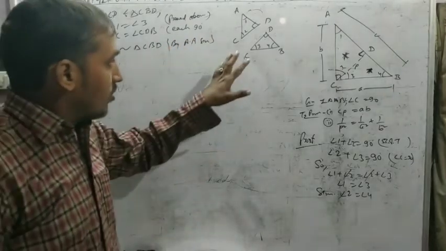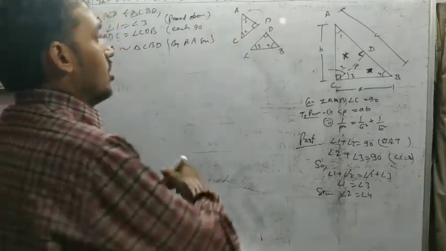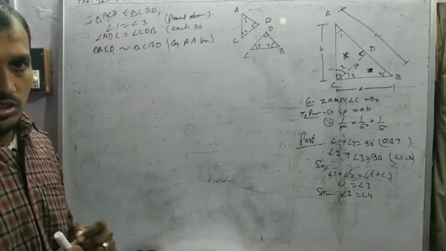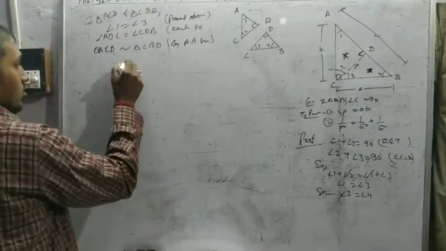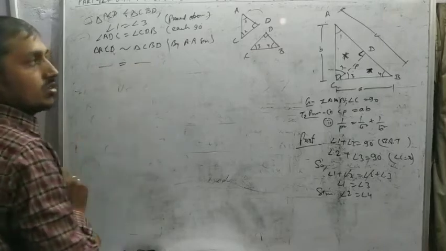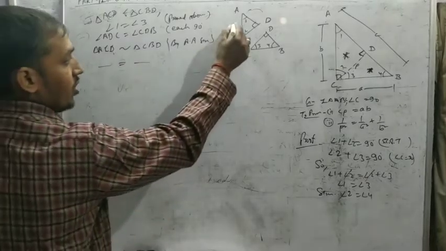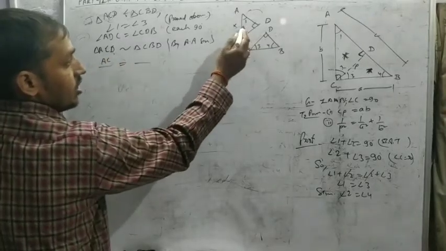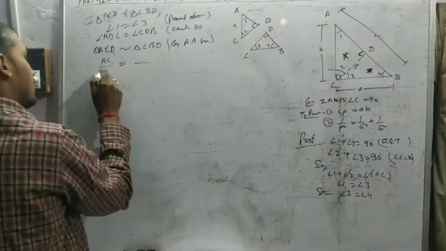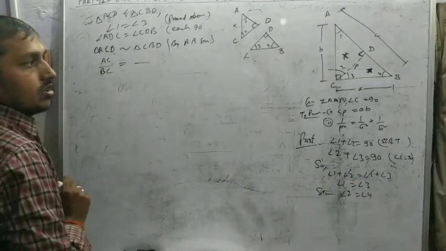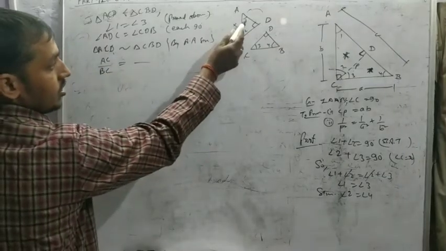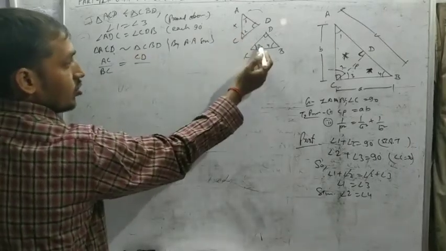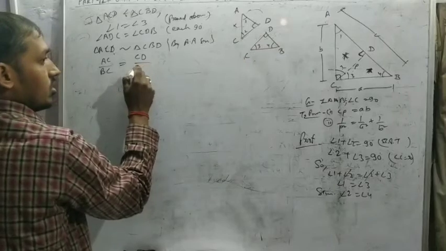Because when we draw a separate figure for the question, we can identify the corresponding sides very easily. If from the first triangle we take AC, opposite of 90, so opposite of 90 is BC. Again, 1 opposite DC and 1 equal to 3, 3 opposite DB.